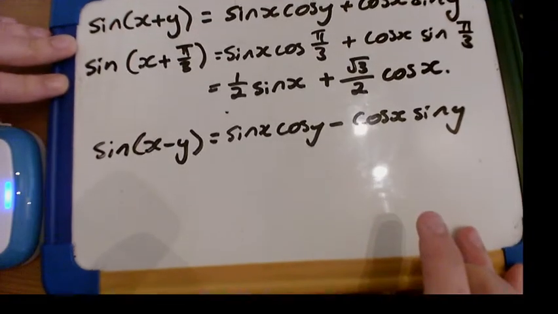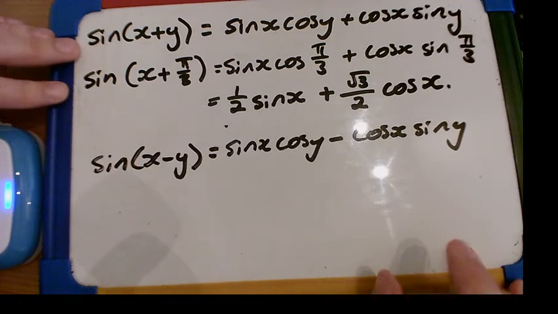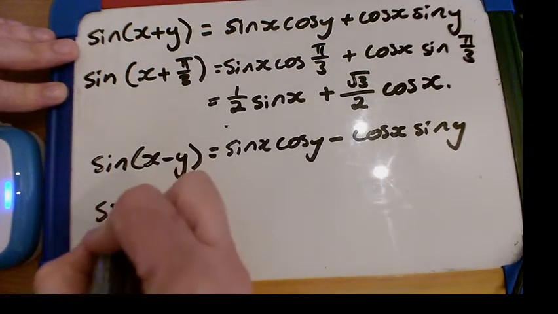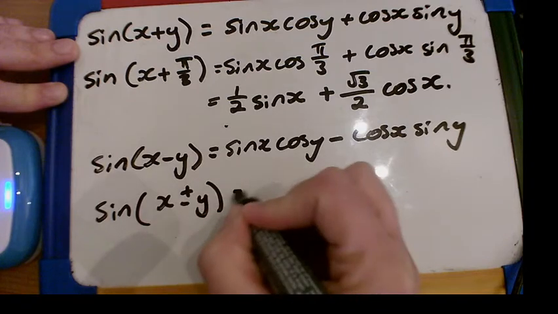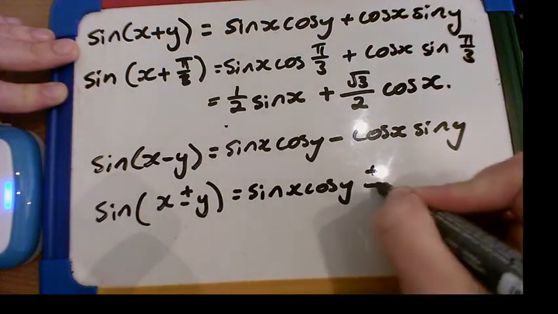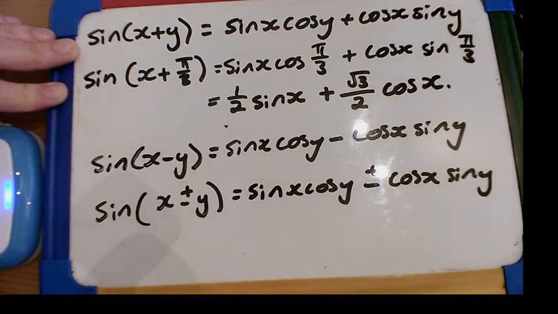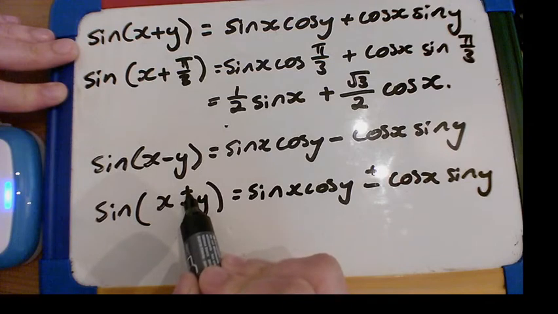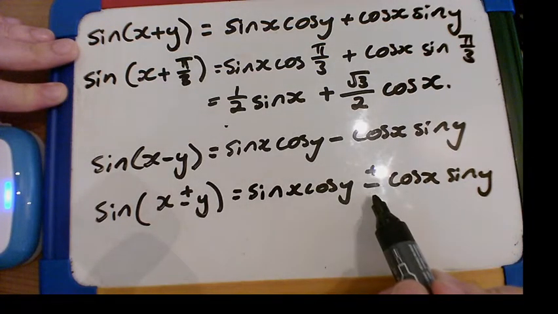Now you're given this formula in your booklet. Well, actually it's not a booklet, it's a sheet, but it's given like this. It's written as sine of x plus or minus y is equal to sine x cos y plus or minus cos x sine y. It's just to make things a little bit simpler. The plus is on top here, so the plus matches with the plus, the minus matches with the minus.